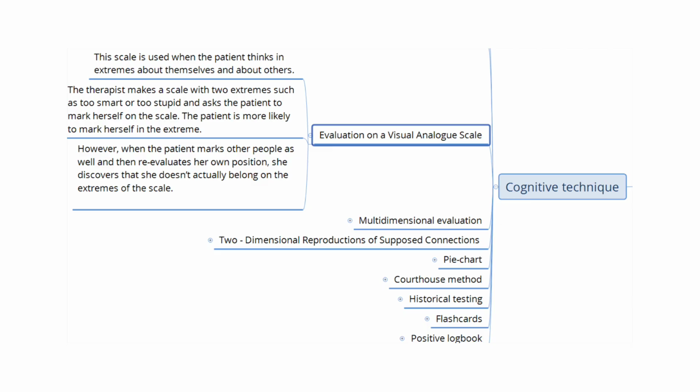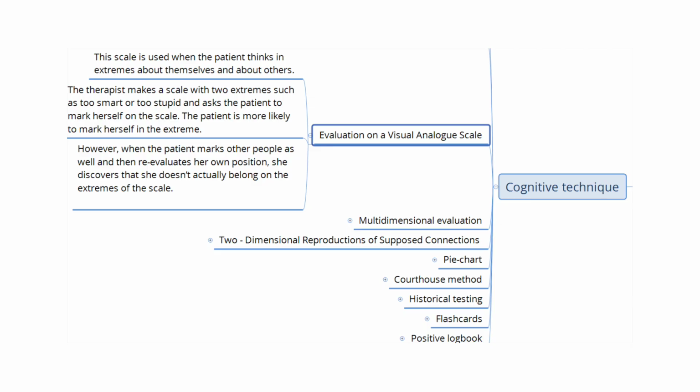This scale is useful when the patient only thinks in black and white about herself and about others. The therapist prepares a scale which has two extremes, for example, too smart or too naive. Then the patient is asked to mark herself and some other people depending on the degree to which she and others are naive or smart.